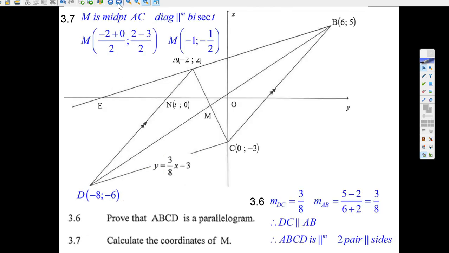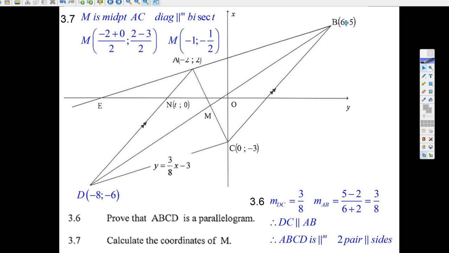Let's see if we can do another question. Maybe we can get to the last two. Prove that ABCD is a parallelogram. Well, all you got to do is, you know that the gradient of DC, this line here, is 3 over 8. If I can show that AB has a gradient of 3 over 8, then I've got a pair of parallel lines here, another pair, two pairs of opposite parallel sides means that ABCD is a parallelogram.